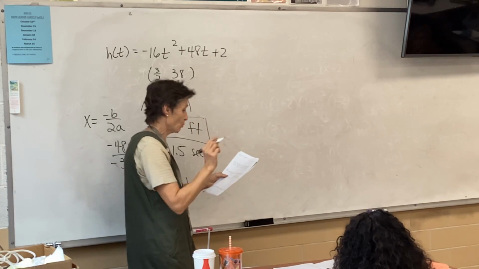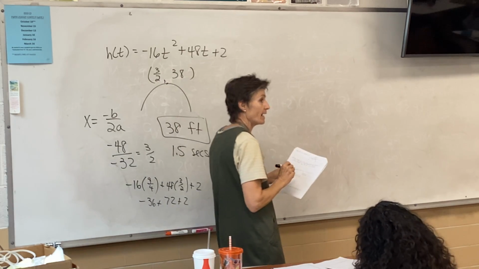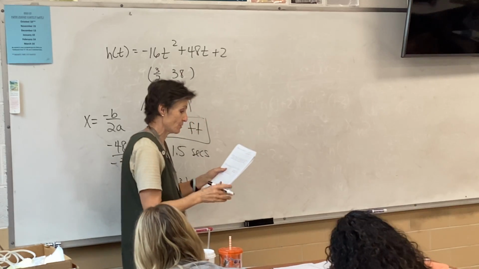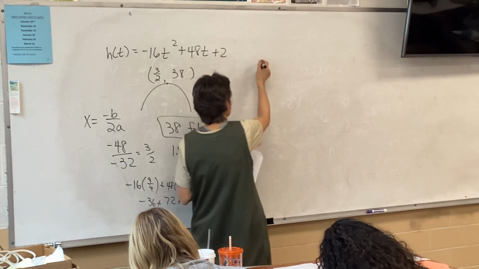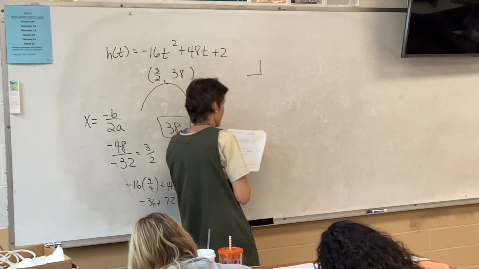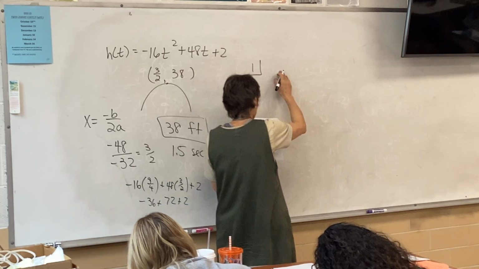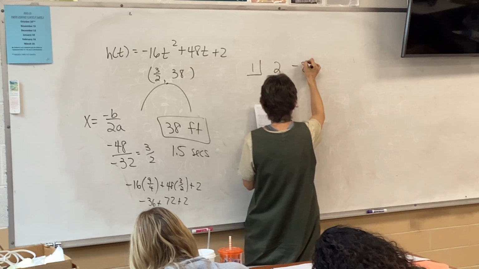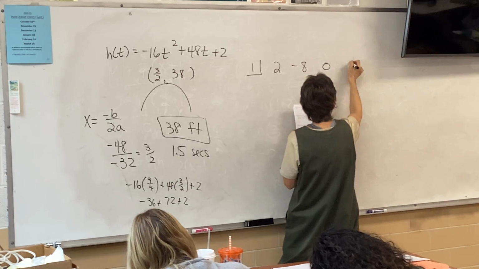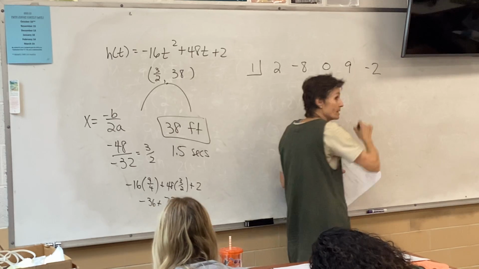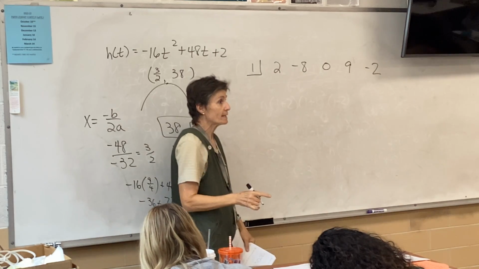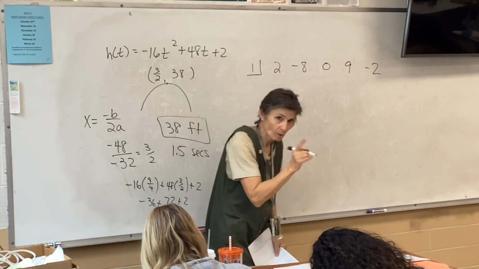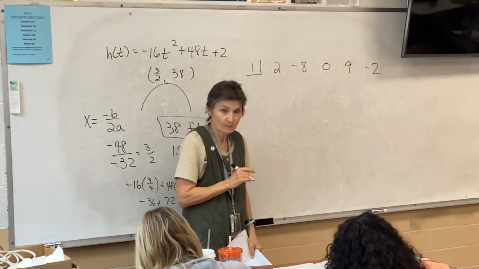All right, let's get to one more, number 8. Synthetically divide, we're finding the quotient and the remainder. Okay, so what goes in the box for problem number 8? 1. What goes across the top? 2, -8, 0, 9, -2. I have warned you already, you're going to have to keep your eyes open because there are going to be zeros.